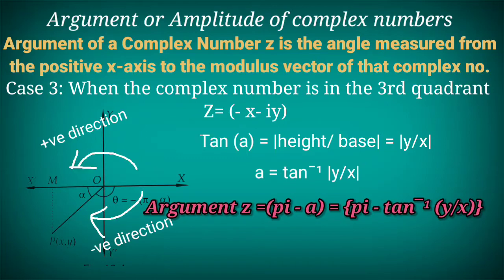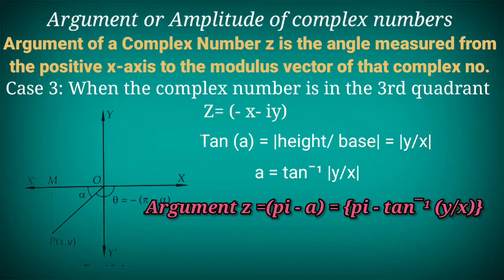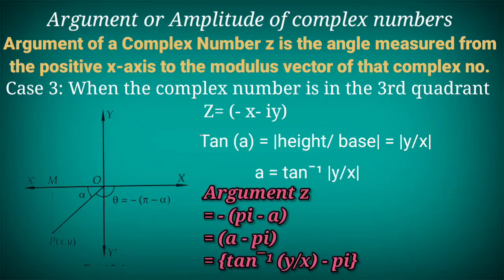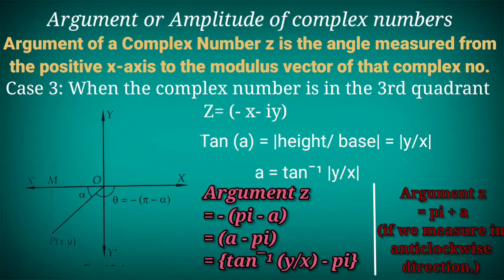That is why in argument z we will be taking a negative sign with pi minus alpha to denote the clockwise direction. Therefore our argument z will be minus of pi minus alpha, which is nothing but alpha minus pi, and that is tan inverse y by x minus pi. Also we can measure it from the anti-clockwise direction, which we will get as pi plus alpha as our argument.